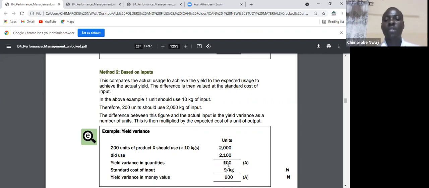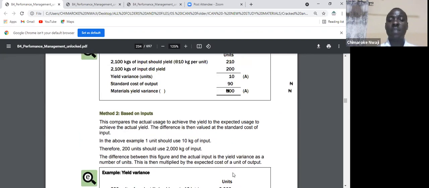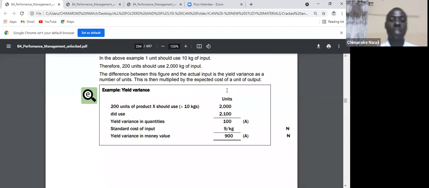Now that you have 100 kg as your input yield variance, the standard cost is how much did you buy 1 kilo for? 1 kilo is 9 naira. And so when you multiply 9 by 100, you have 900 naira as the yield variance. So you can see the same 900 adverse is what we have using both the input and the output methods.